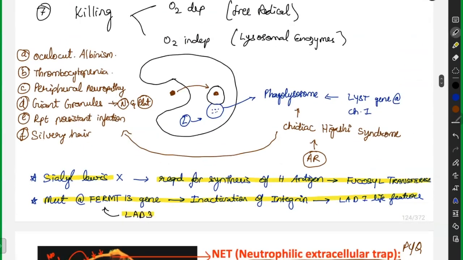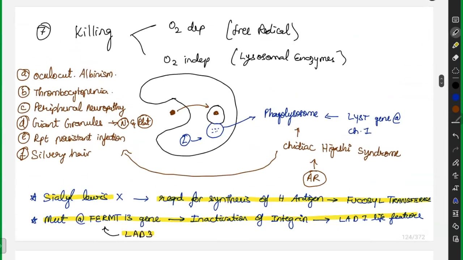Clear? Now, after phagocytosis, what happens? The foreign body is engulfed by the leukocyte. Now it has to kill. This killing of the microbial organism is going to be either oxygen dependent or oxygen independent.